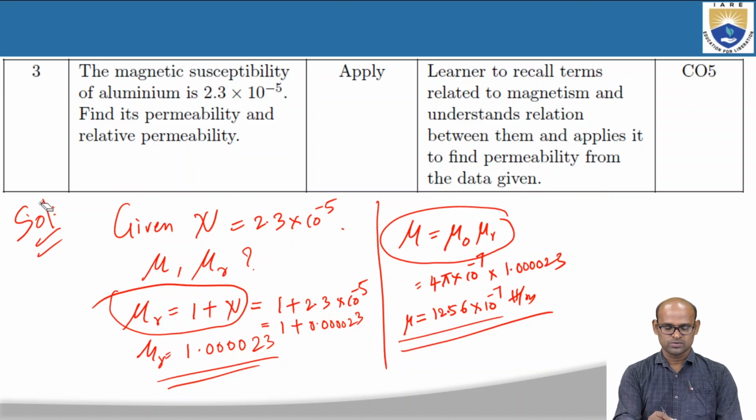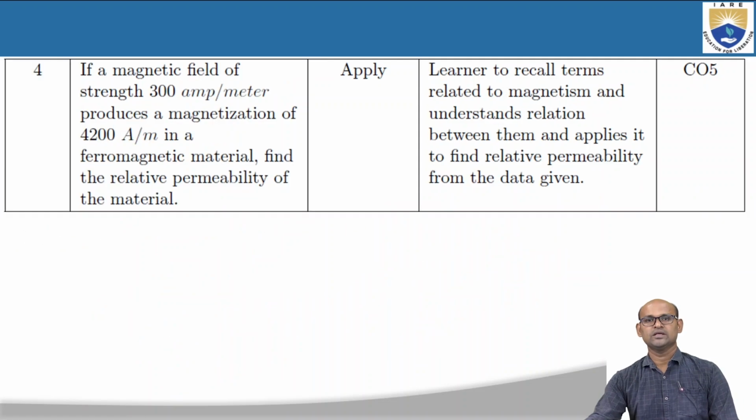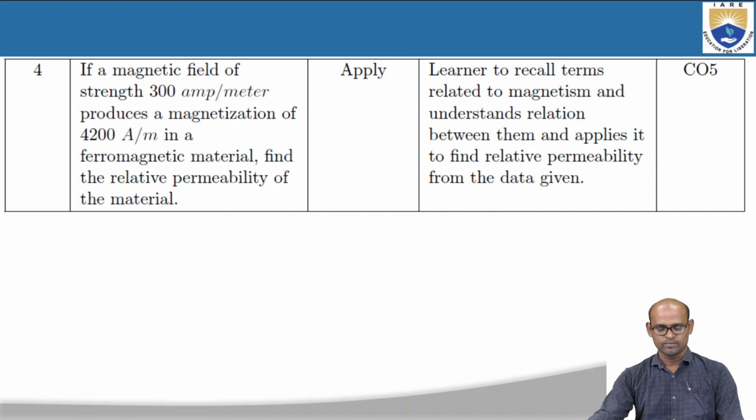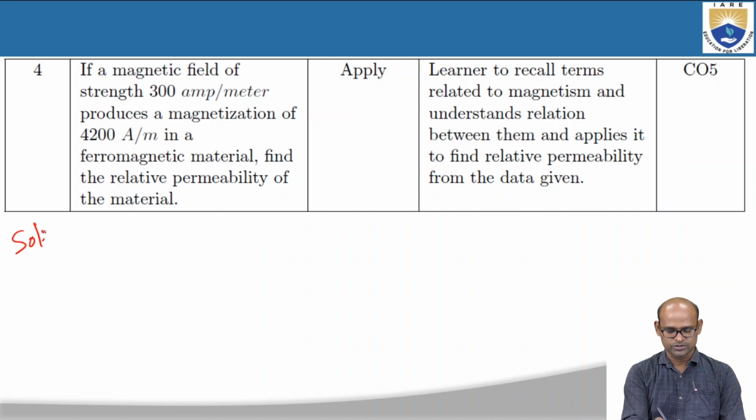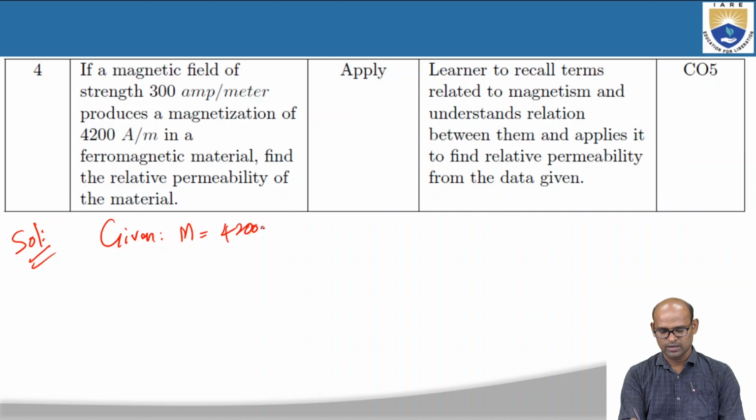Okay. So let us go to the next problem. If a magnetic field of strength 300 amperes per meter produces a magnetization of 4200 amperes per meter in a ferromagnetic material, find the relative permeability of the material. So we need to find out the relative permeability given magnetic field and magnetization. Okay, so that is the question. So they have given us that magnetization is 4200 amperes per meter and magnetic field strength is 300 amperes per meter. We need to calculate mu r.